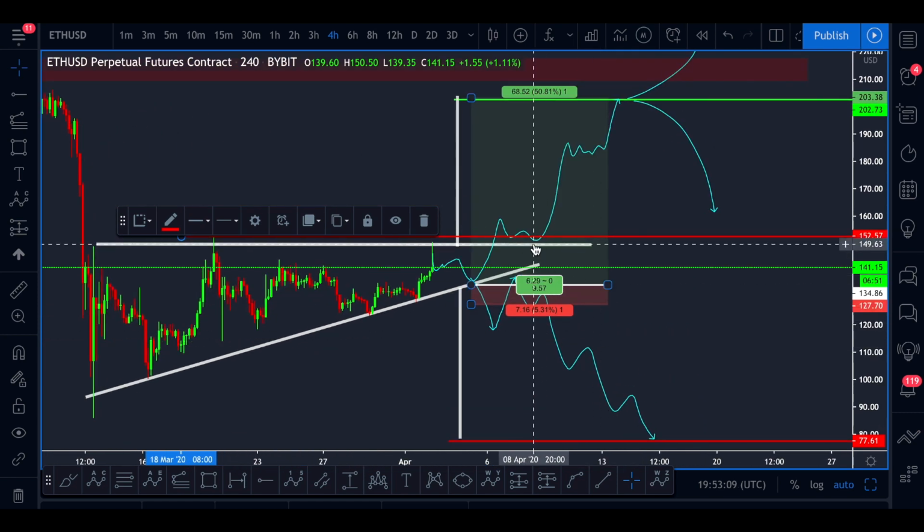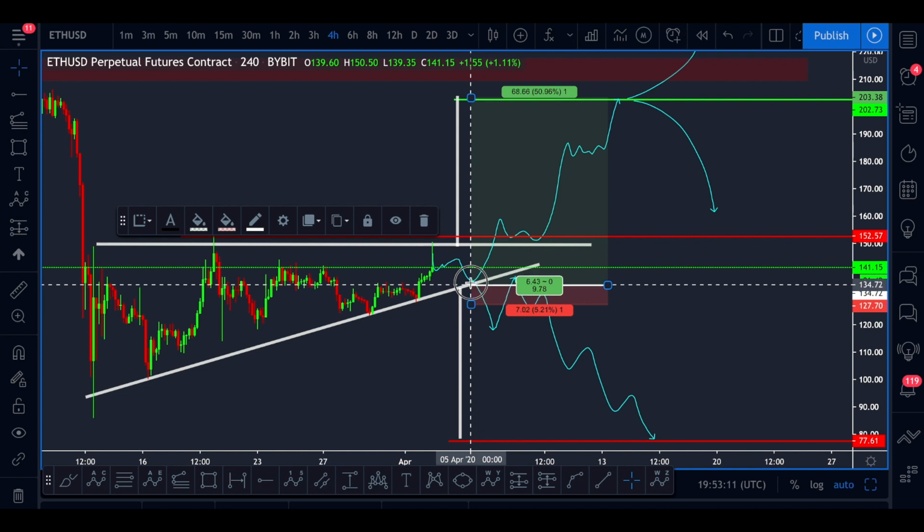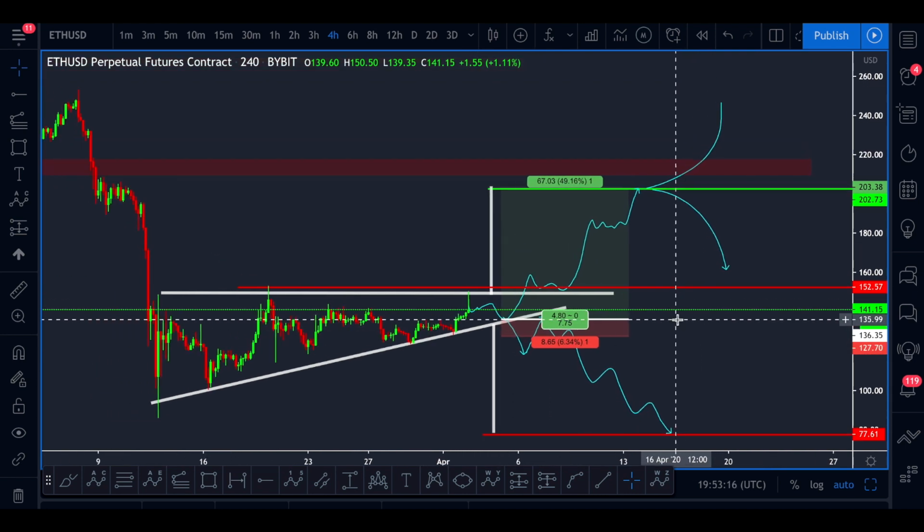The safest way is to wait for a retest right here. But like I said, I'm going to go ahead and take a long, probably right there actually. Yeah, 136 is the goal. All right, guys, so that's the trade for now.